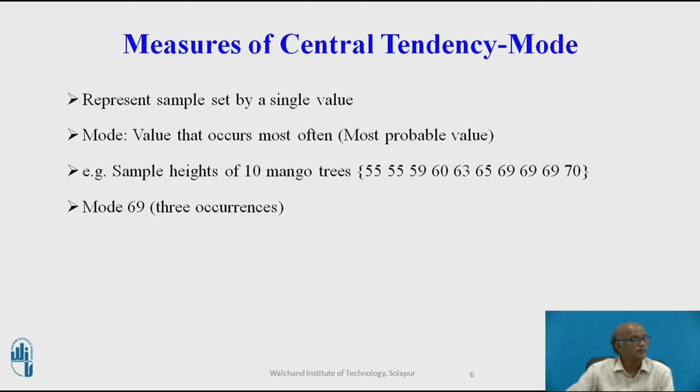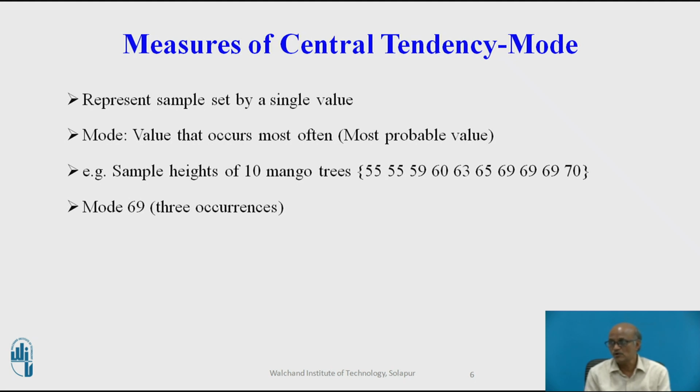Consider the heights of 10 mango trees. Out of that, we have to find out which number has more occurrences. Now 55 has occurred twice, whereas 59, 60, 63, 65 have occurred once only, and 69 has occurred thrice, and 70 once. So the occurrence of the number 69 is thrice.